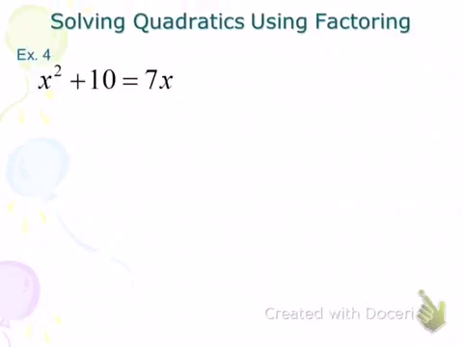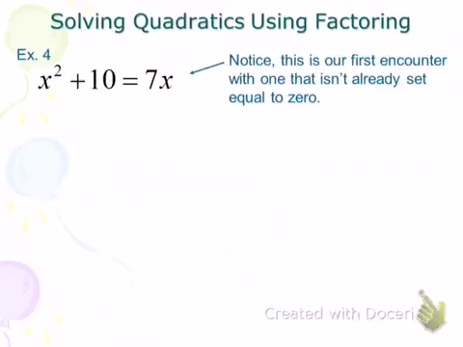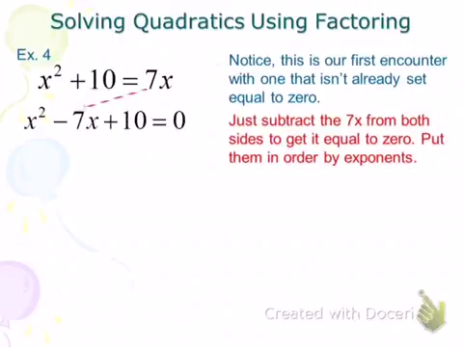All right, next example. x squared plus 10 equals 7x. What are we going to have to do for this one? We're going to have to subtract 7x, or transpose 7x, to the other side, right? We've got to get it equal to 0 because we cannot use the zero product property unless it's equal to 0. So we've got to subtract 7x from both sides. And when we do that, we get x squared minus 7x plus 10 equals 0.